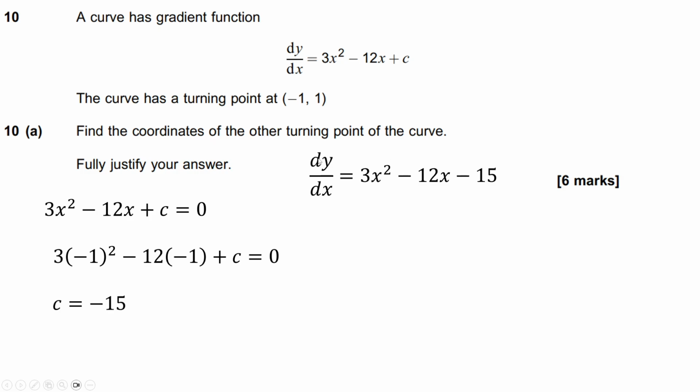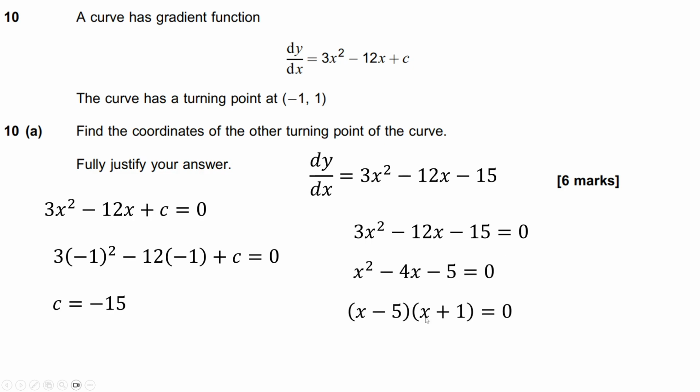And then the coordinates of the other turning point, this equals 0. Divide by 3 on both sides to get this. Factorize it to get this. You'll tell that you've gone down the right path here, because one of the turning points is x equals minus 1, and that's the one that we already have. So you can just ignore this. So the other one is just x equals 5.